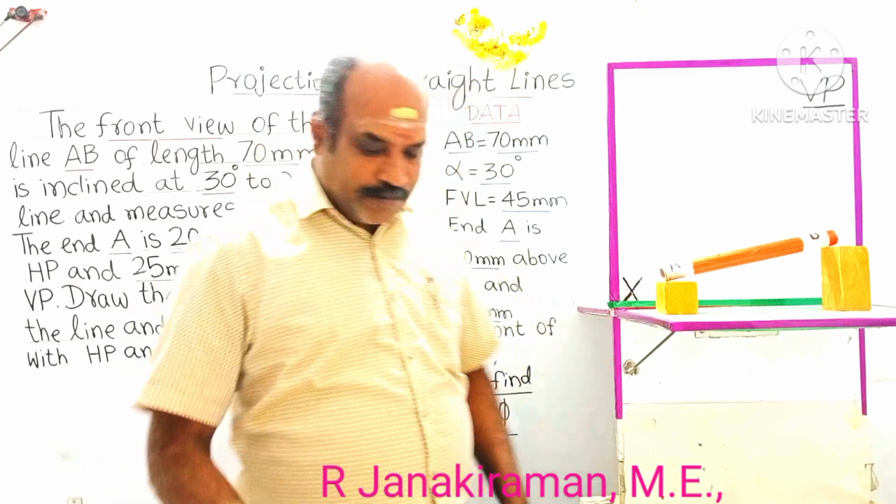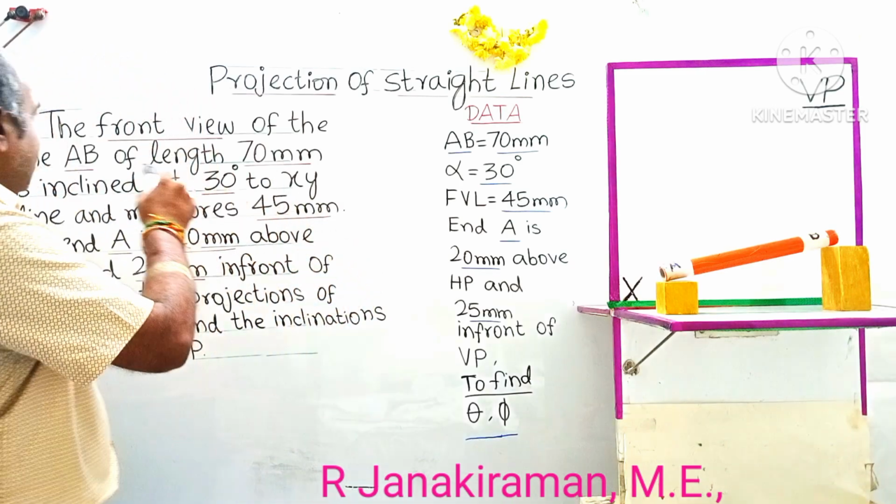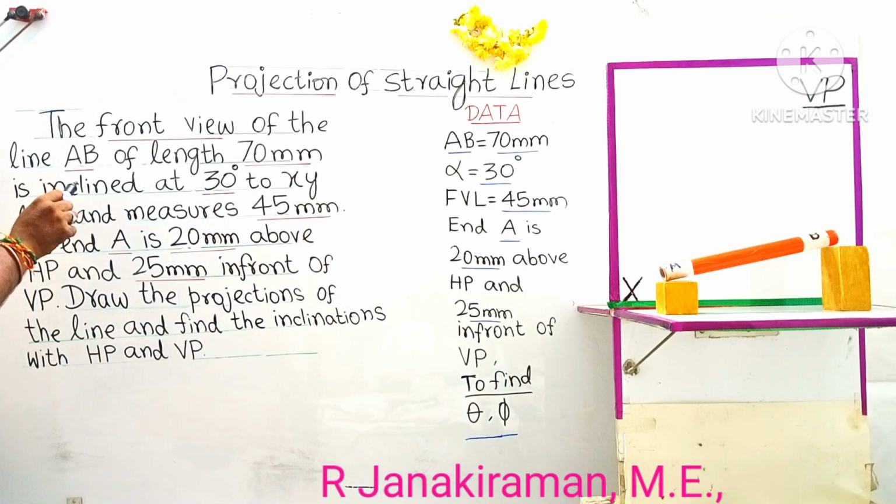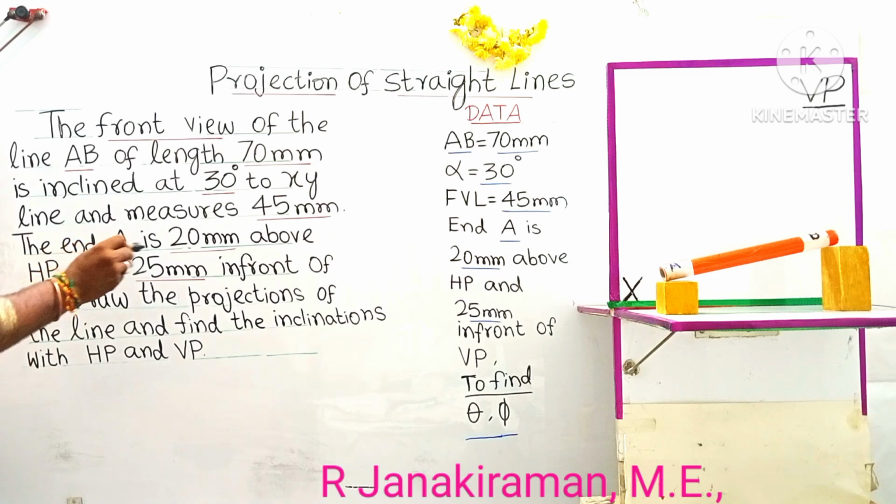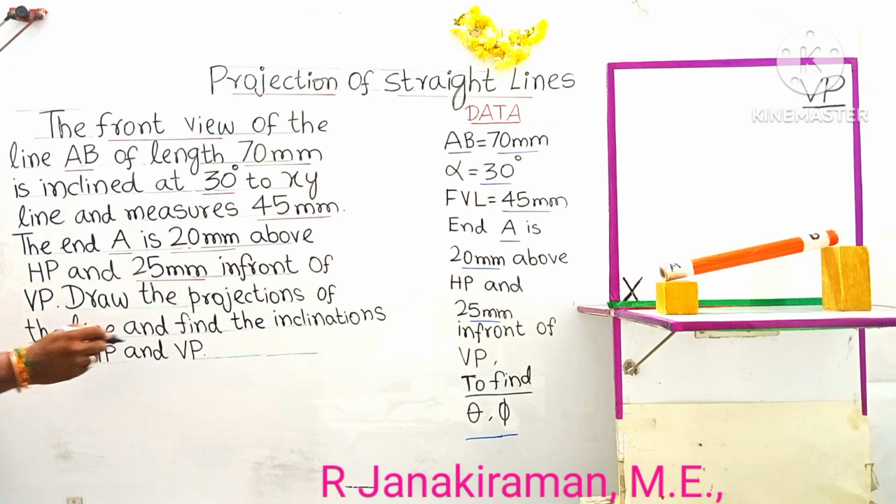Please read the question. The front view of the line AB of length 70 mm is inclined at 30° to XY and measures 45 mm. The NDA is 20 mm above HP and 25 mm in front of VP. Draw the projections of the line and find the inclinations with HP and VP.